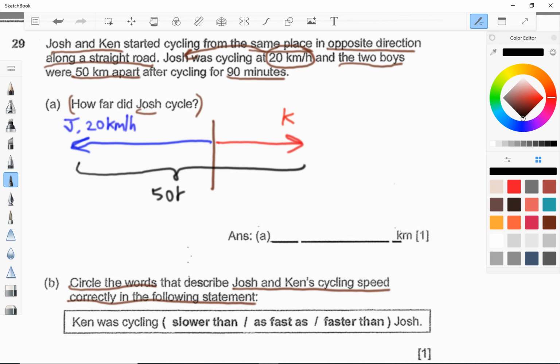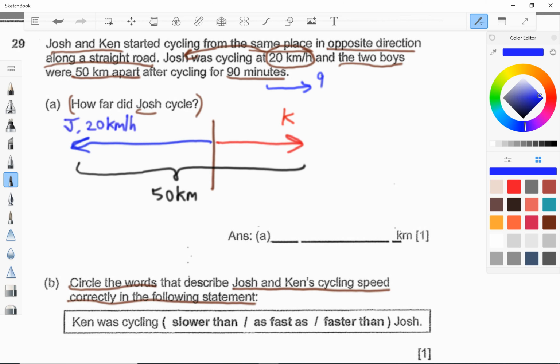The very first thing that I will need to do is to address the 90 minutes. That's the duration cycled by the two boys. Given that speed either comes in kilometers per hour or meters per minute, in this case I can't be using 90 minutes while solving the question. I have to convert 90 minutes into hours, since the speed that's given to us is based on kilometers per hour. So how can we change 90 minutes into hours?